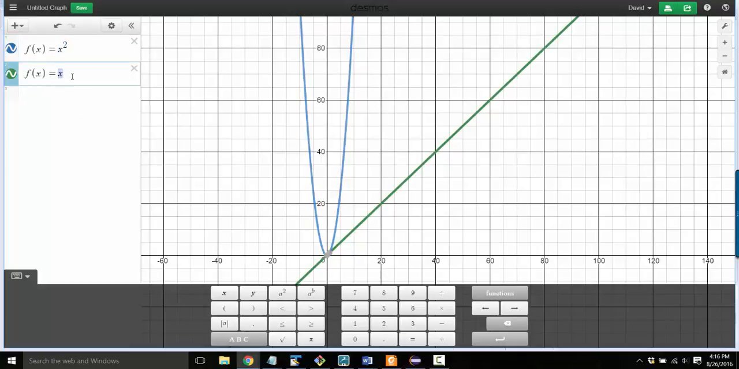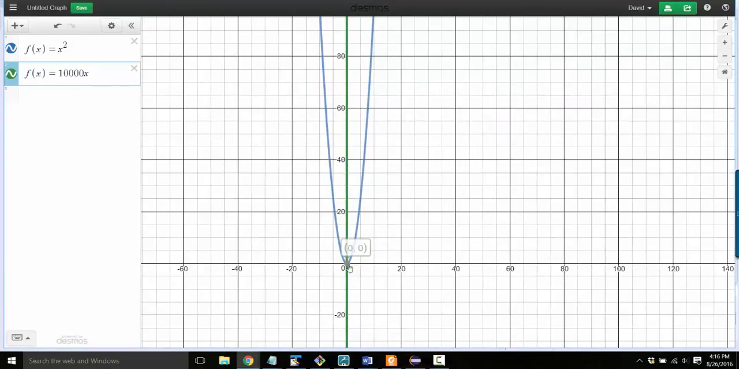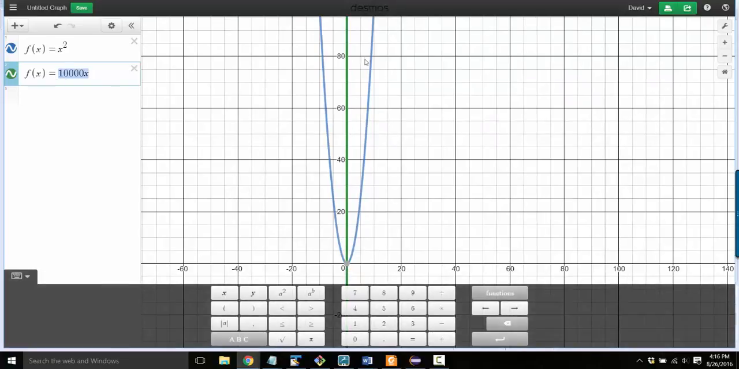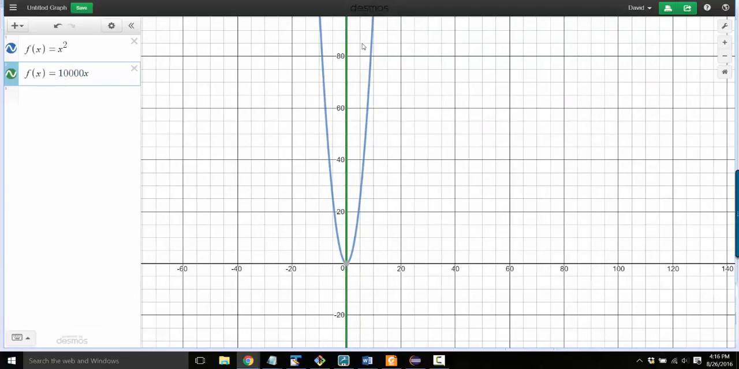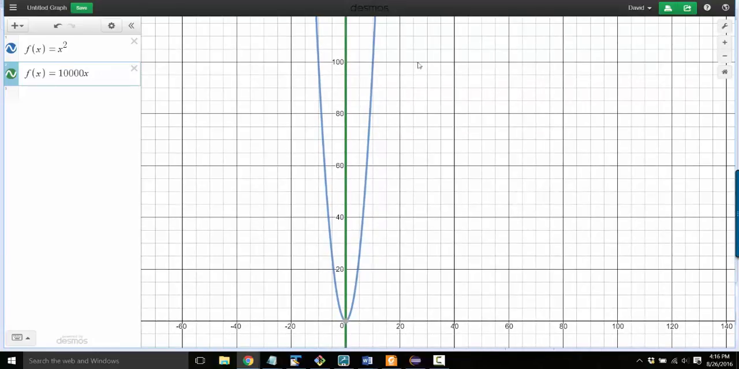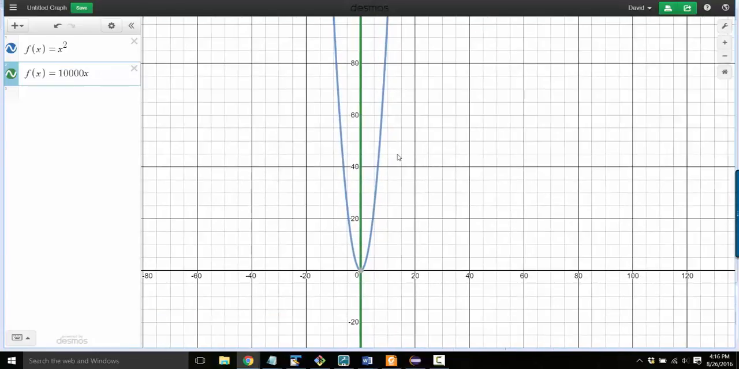Okay, well, what if we make our linear function steeper? Let's make it 10,000x. Now it's so steep that it really seems as if the linear function is going to be larger than the quadratic. Of course, you know that eventually somewhere way up here, those graphs are going to cross. But certainly it doesn't look like they're going to cross from here.